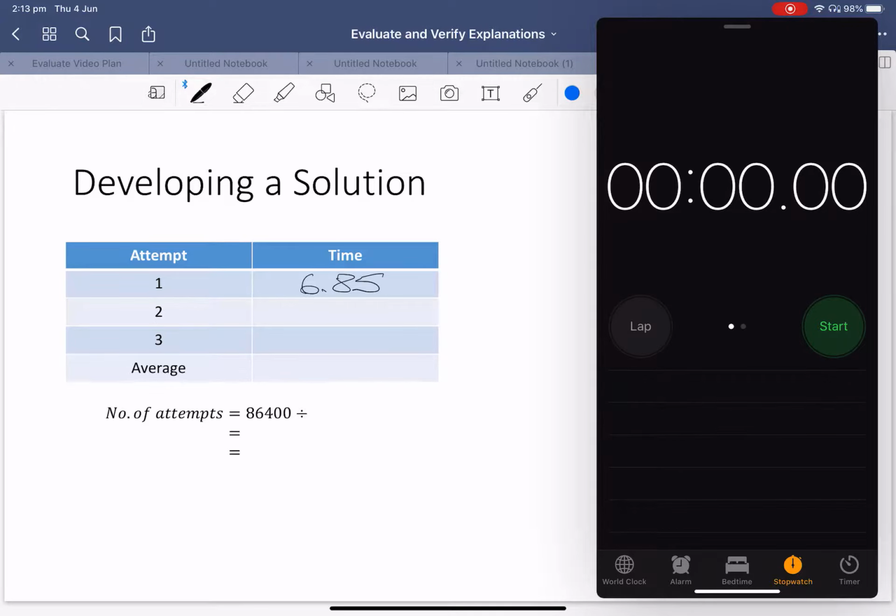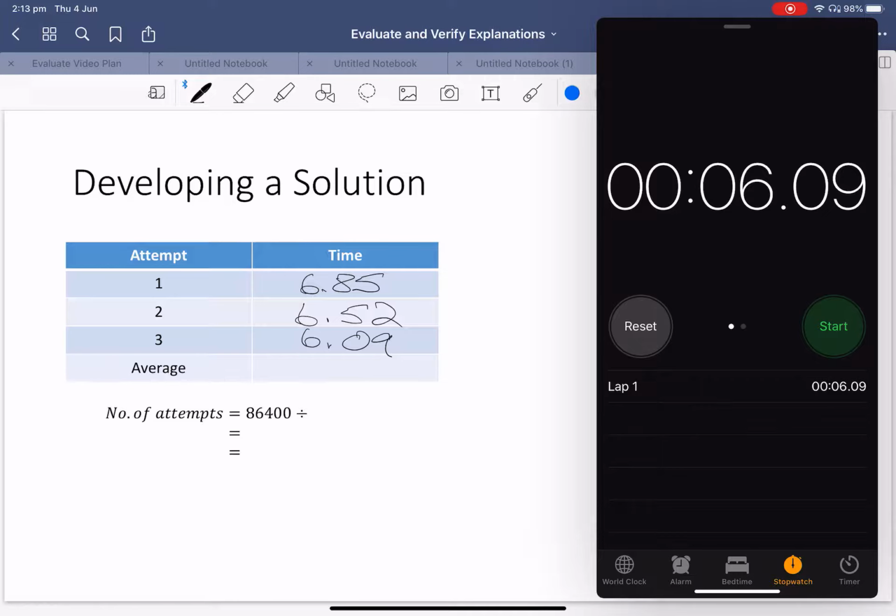I'll reset that, start again. A, B, C, D, E, F, G, H, I, J, K, L, M, N, O, P, Q, R, S, T, U, V, W, X, Y, and Z. Third attempt. We're ready, reset that. A, B, C, D, E, F, G, H, I, J, K, L, M, N, O, P, Q, R, S, T, U, V, W, X, Y, and Z.